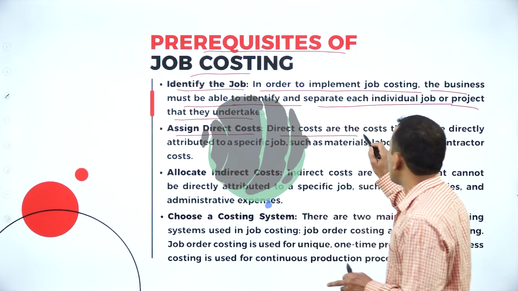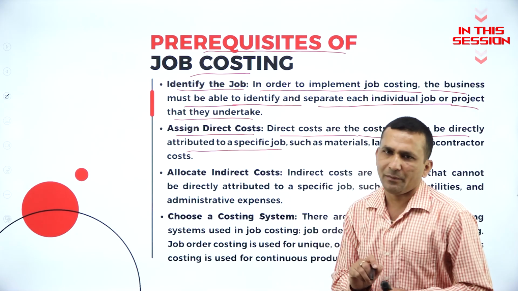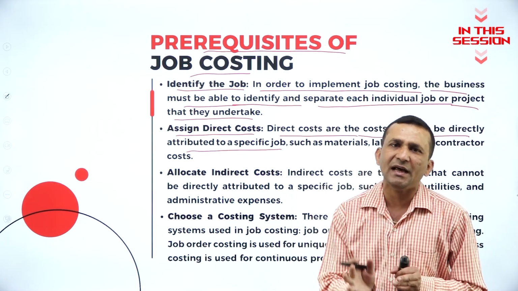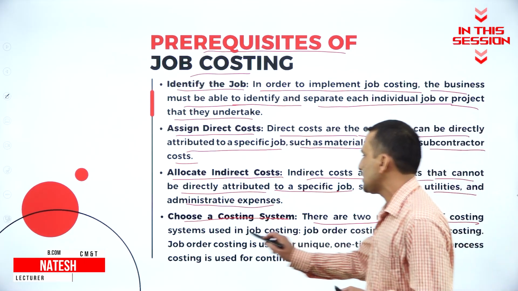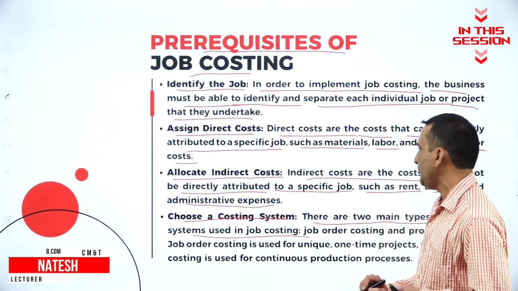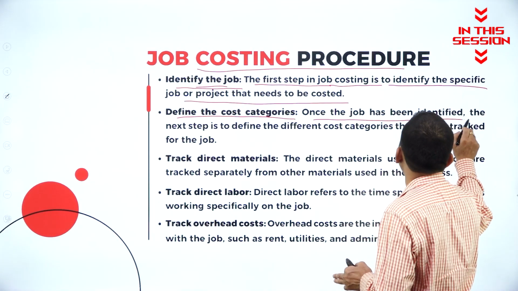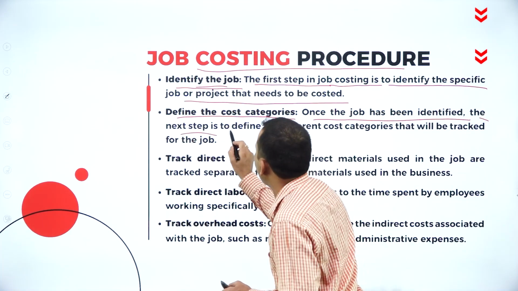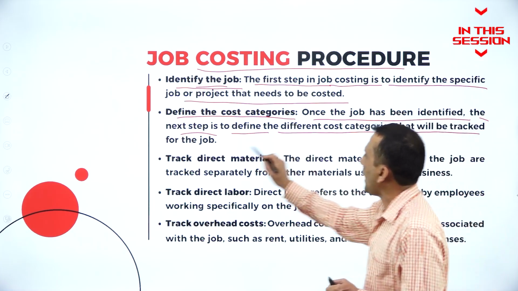A direct cost is the cost that can be directly attributed to a specific job, which is directly manufacturing direct cost. There are two main types of costing system used in job costing: one is job order costing and the other is process costing. Once the job has been identified, the next step is to define the different cost categories that will be tracked for the job.